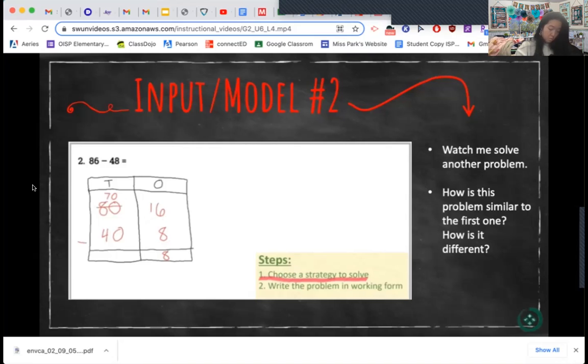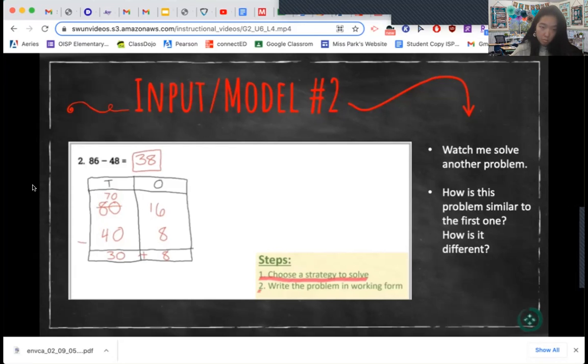Then we can subtract our tens. 70 minus 40 is equal to 30. So now we have 30 plus 8, which is 38. So we found that 86 minus 48 is equal to 38, and we can box that answer.